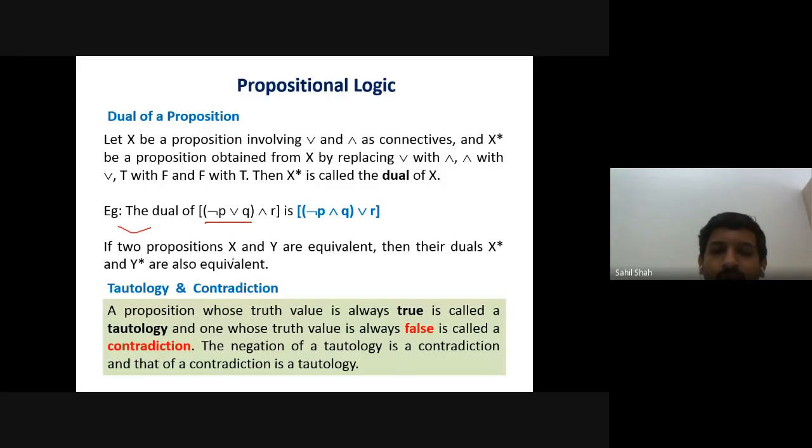If two propositions X and Y are equivalent, then their duals X star and Y star are also equivalent. I mean to say, if we have P conditional Q equivalent to negation P or Q, then their duals will also be equivalent. There will not be any dual for P conditional Q because we can get a dual only for expressions involving disjunction and conjunction. That doesn't hold true for conditional and biconditional. Is it fine? A proposition whose truth value is always true is called a tautology, and contradiction. This we have seen yesterday.